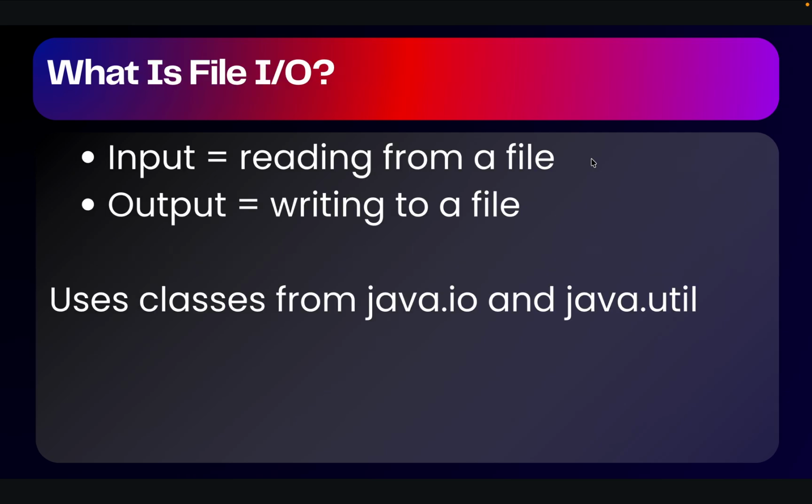So file I/O, what is it? Basically, the I and the O stand for input and output, meaning input as in you're reading from a file and output meaning you're writing to a file. Now, both of these input and output are going to use classes that can be found in your built-in Java classes or packages, java.io and java.util.